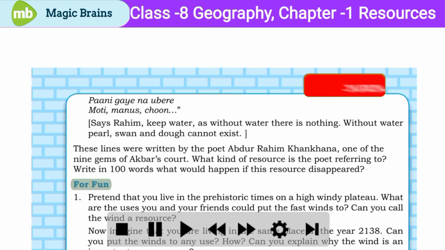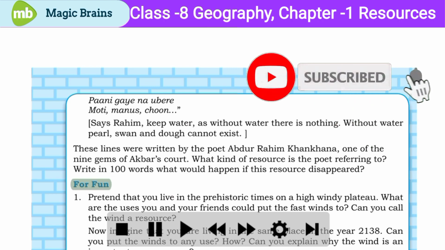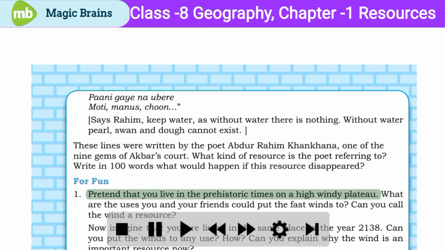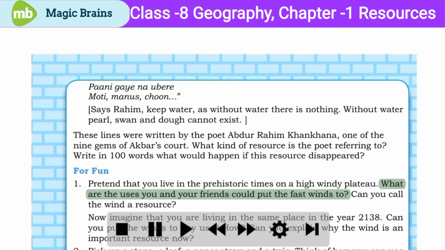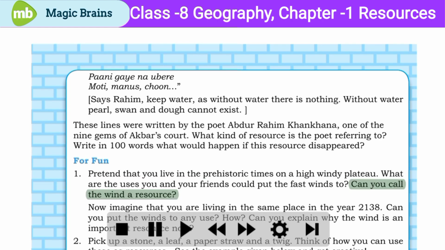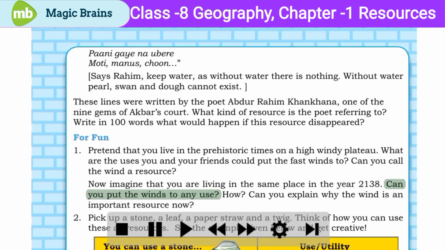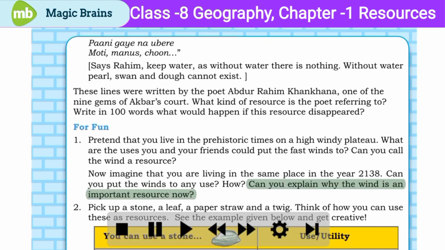Page number 6. For fun, number 1. Pretend that you live in the prehistoric times on a high windy plateau. What are the uses you and your friends could put the fast winds to? Can you call the wind a resource? Now imagine that you are living in the same place in the year 2138. Can you put the winds to any use? How? Can you explain why the wind is an important resource now?